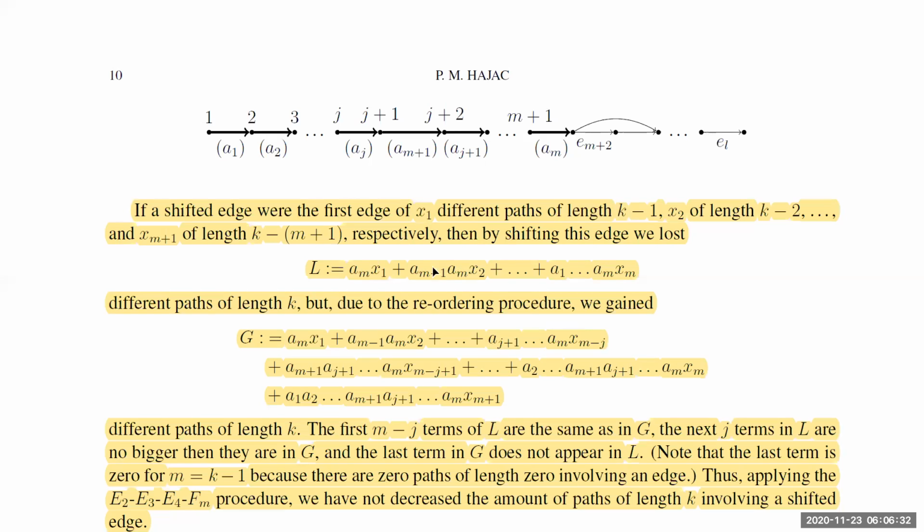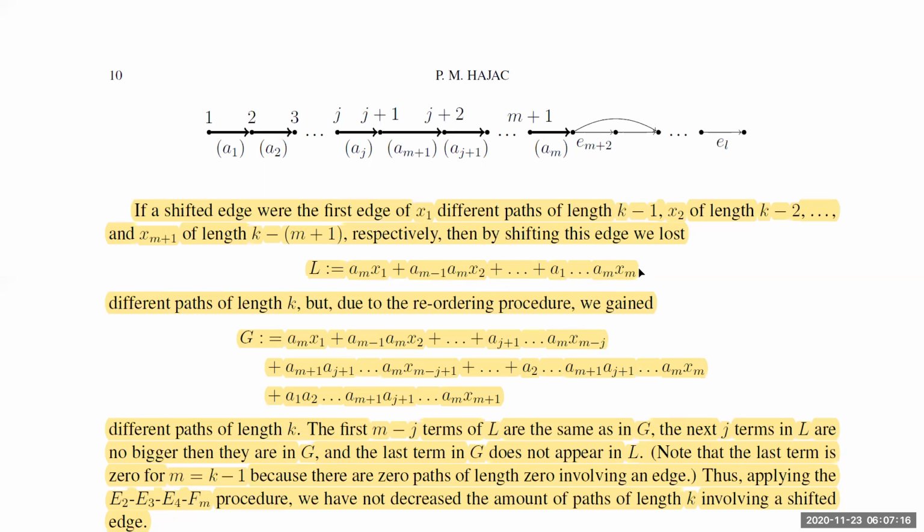Okay, we lost a_m times x_1 paths of length k, and then we look at paths of length k having the shifted edge, our chosen shifted edge, as the third edge, and then we lost a_{m-1} times a_m times x_2 of such paths, and so on and so forth, until finally we can say that when we look at our shifted edge as the (m+1)-th edge of a path of length k, well, then we lost a_1 times a_2 up to a_m times x_m of such different paths.